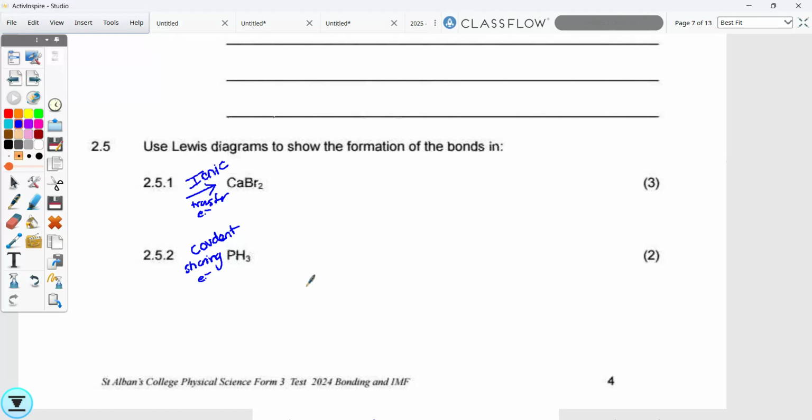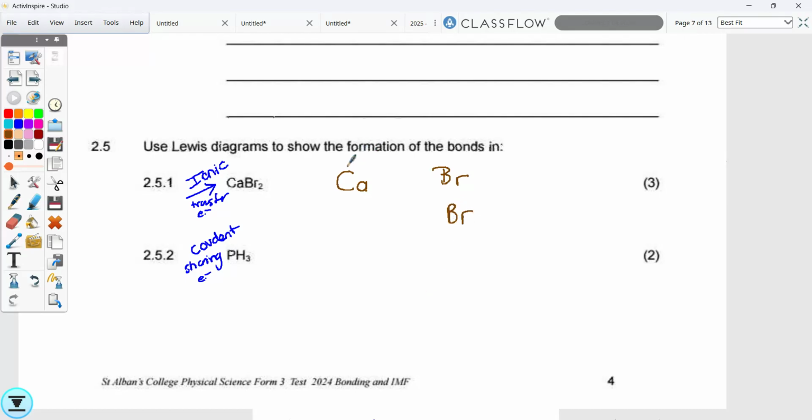Metallic is just the delocalized, no. They will not ask you that. Alright, so now for the ionic one, you just draw them separately. Like you said, that is your next first step. So you're going to draw calcium with its electrons, and you're going to draw Br with its electrons. But there are two of them. So actually the symbol helped you.